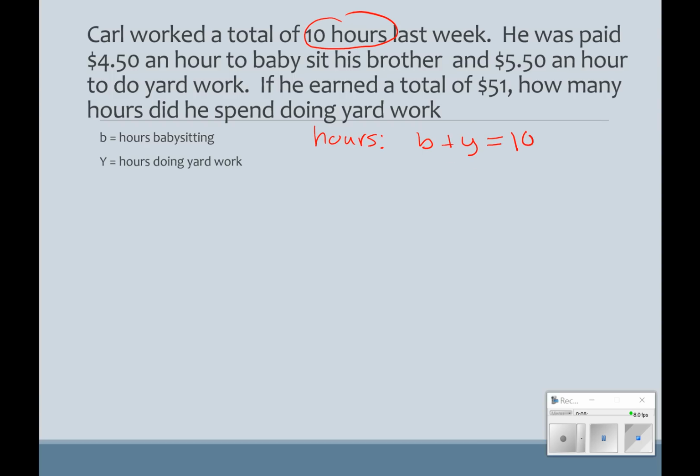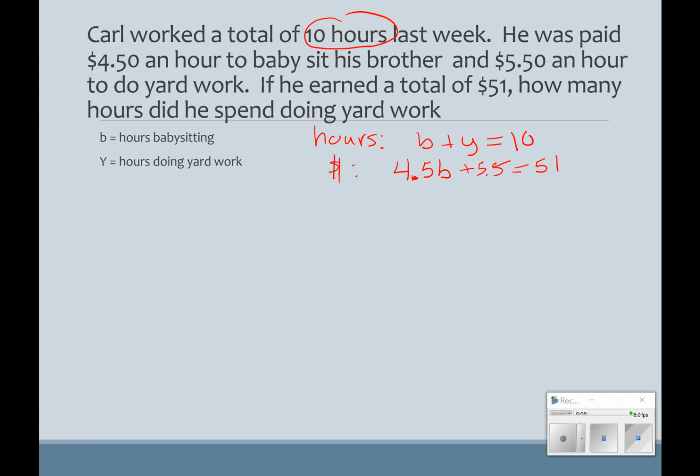And then we're going to have one equation for the money. So show me the money. So it's $4.50 an hour to babysit. So I'm just going to chop that into 4.5. And then $5.50 to do yard work. And he made $51.